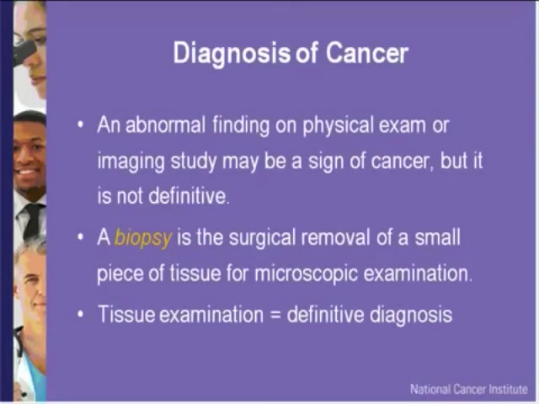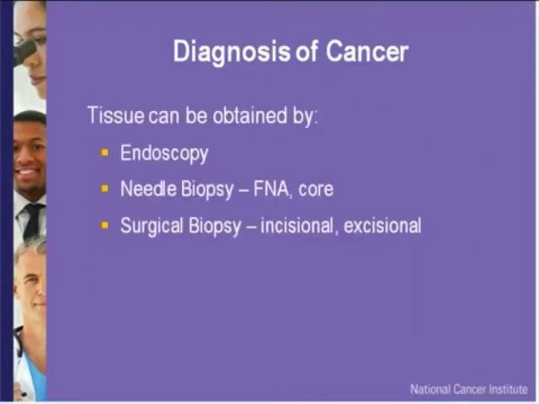Okay, so let's move on now to cancer diagnosis and staging. Diagnosis of cancer. So let's say you've either been through a screening test and there's an abnormal finding, or maybe you've found a change on physical exam and there's a concern that it might be a sign of cancer. Maybe some studies have been done, but it's beginning to gather diagnostic information. It's not definitive. A biopsy, or the surgical removal of a small piece of tissue for examination, is the definitive diagnostic tool for establishing a diagnosis of cancer.